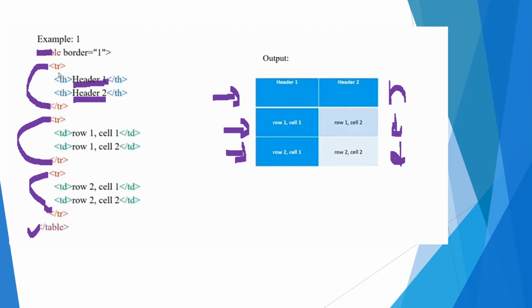What are all the headers we want to represent in the table? We will create them using the th tag, and the th tag is a paired tag. It contains a starting tag as well as an ending tag. And the row tag: how many rows we want to create in the table, that many row tags we have to use in the table.